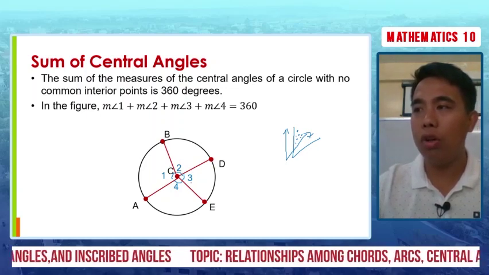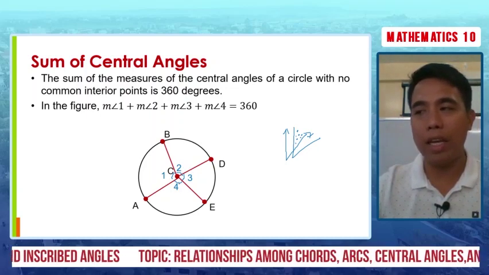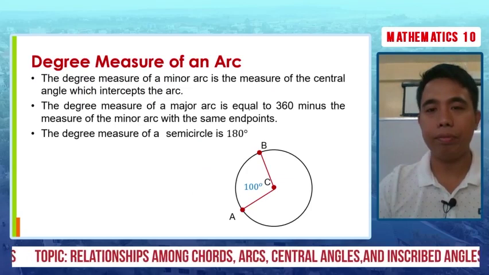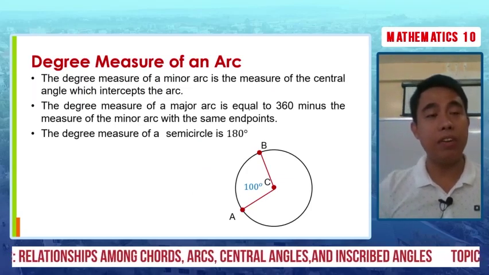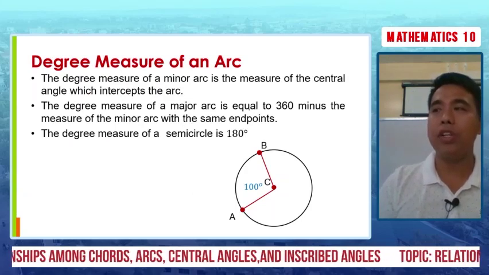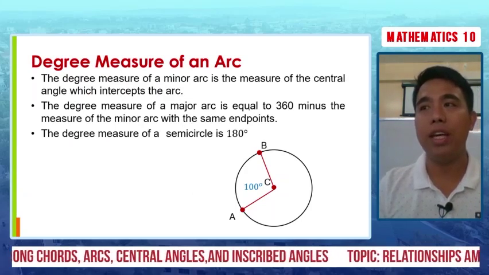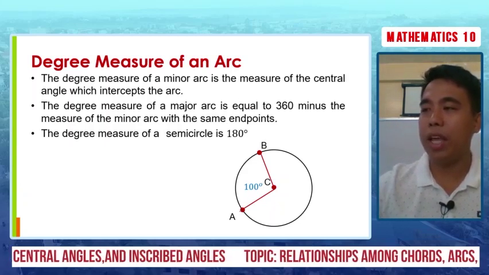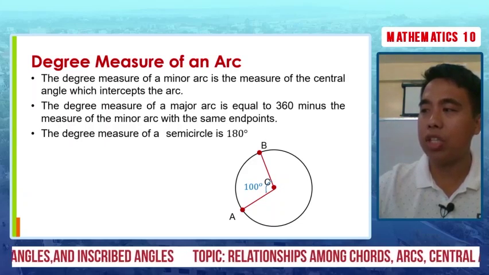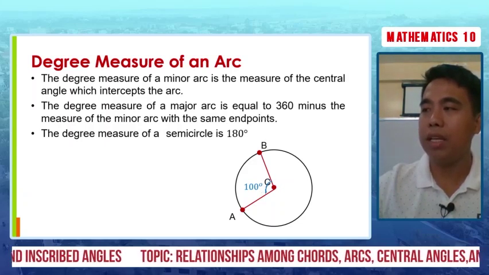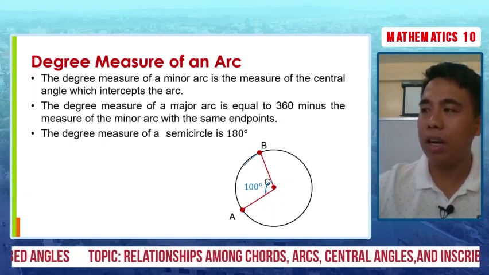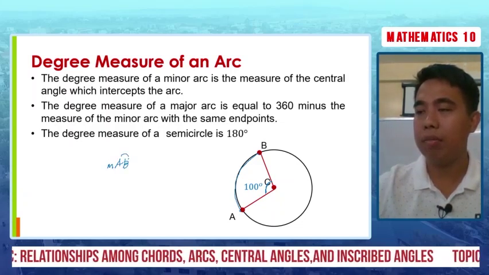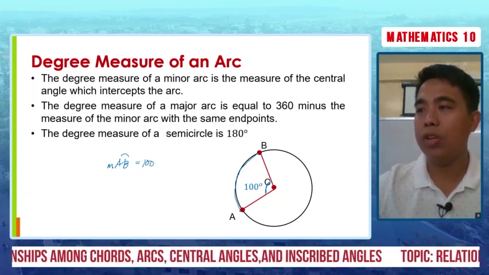So if you are going to add all the measures of these 4 angles, then the sum is equal to 360 degrees. Now let's proceed sa degree measure of an arc. The degree measure of a minor arc is the measure of the central angle which intercepts the arc. So for example, we have here a central angle ACB, and the angle measure of this angle ACB is 100 degrees. Then the intercepted arc AB, so the measure of arc AB, ayan, the symbol ng arc ayon, it is also equal to 100.